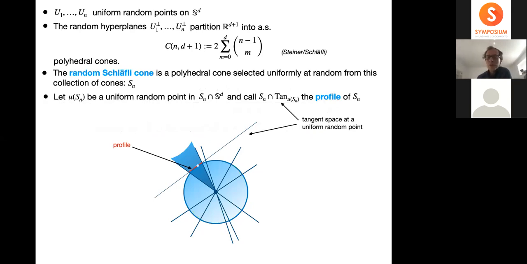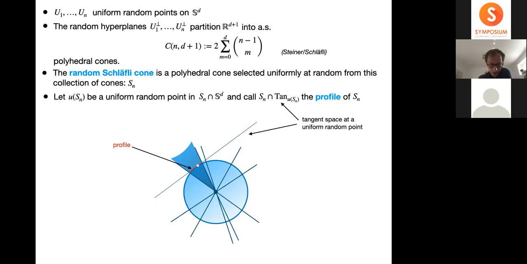We do this by means of the so-called profile of the cone. How do we do this? Here's the Schläfli random cone. It cuts out from the sphere a spherical polytope. In this spherical polytope, you pick a uniformly distributed random point. This is the white point that you see here. At this point, you look at the tangent space, and now you intersect the cone with this random tangent space. This is what we call the profile of this Schläfli cone.